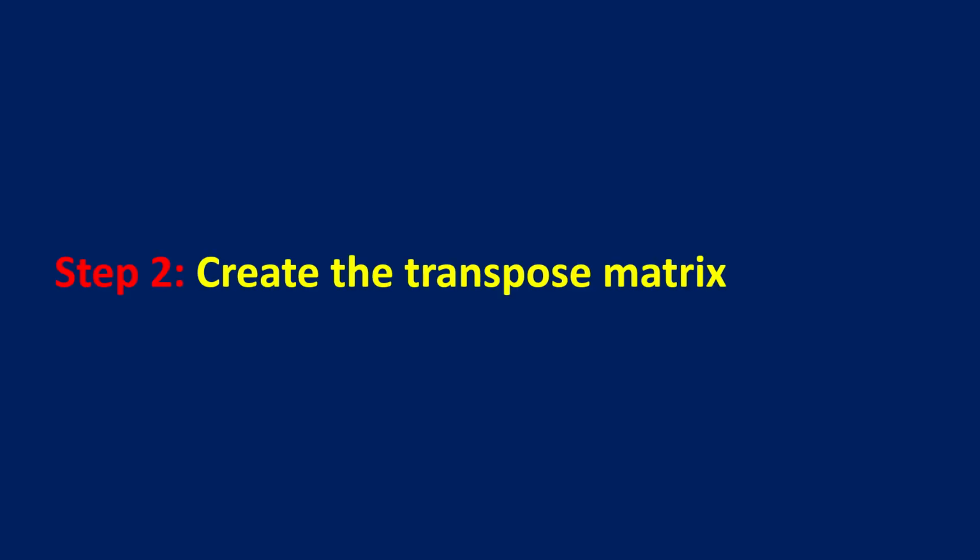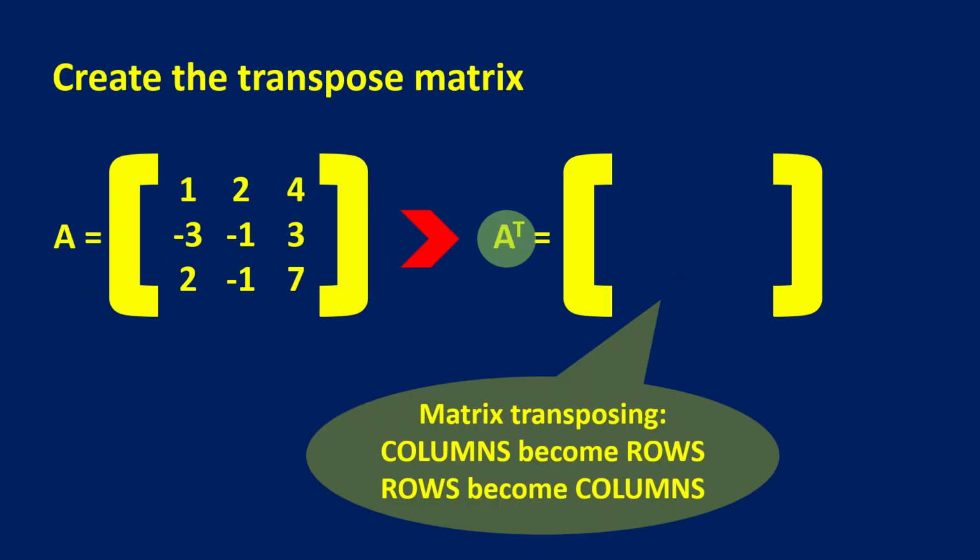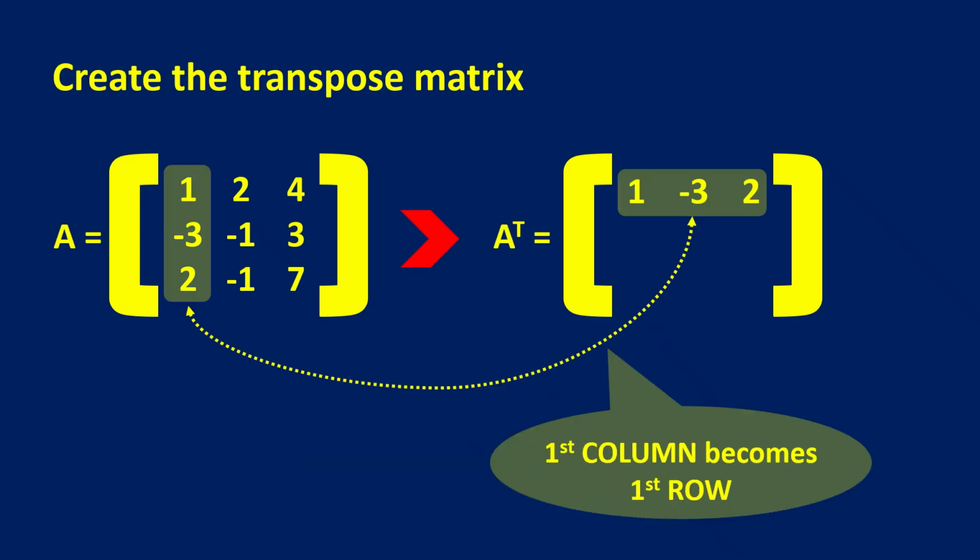So we're moving on to the second step. Create the transpose matrix. And as you can see, we've got A transpose matrix on the right hand side of the caption, as symbolized with A with a superscript T. So matrix transposing is actually columns in the initial matrix becoming rows in the transpose matrix, and rows in the initial matrix becoming columns in the transpose matrix.